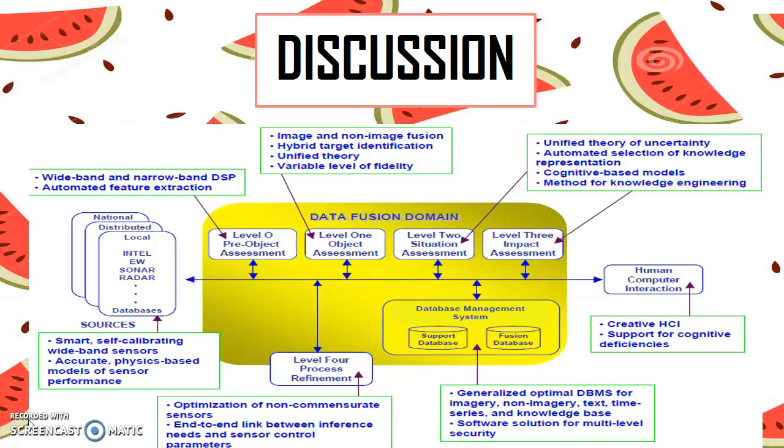Okay, let's talk about a number of areas that could improve the ability to develop robust systems and could provide value to the data fusion community. Firstly, data sources are smart and self-calibrating, and wideband sensors are used for DoD applications. Besides that, physics-based models of sensor performance could be used to improve data fusion processing.